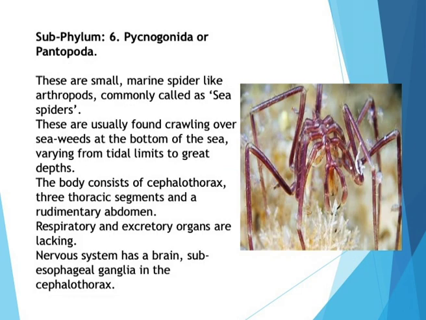Subphylum 6, Pycnogonida. These are small, marine, spider-like arthropods commonly called sea spiders. These are usually found crawling over seaweeds at the bottom of the sea, varying from tidal limits to great depths. The body consists of cephalothorax, 3 thoracic segments and a rudimentary abdomen. Respiratory and excretory organs are lacking. Nervous system has a brain and subesophageal ganglia in the cephalothorax.